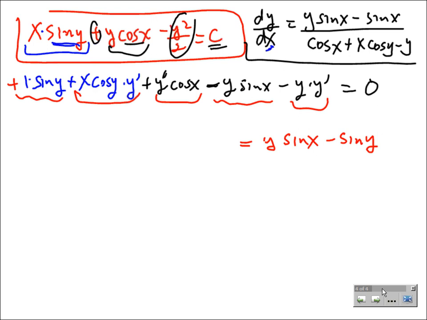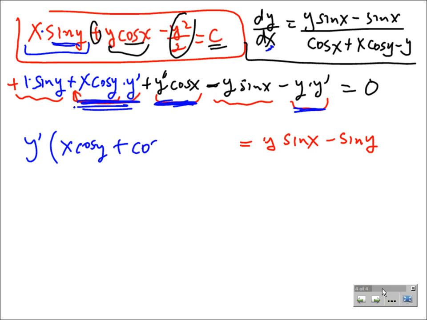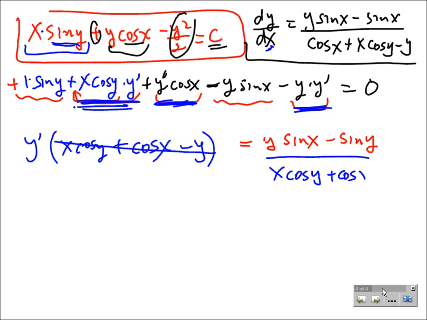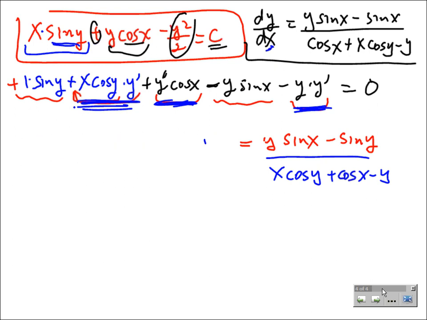And everything that is underlined in blue has a y prime. So I can factor it out. I have x cosine of y, y prime, plus cosine of x, y prime, minus y prime. And then it's simple. Divide both sides by what I just crossed off. And just to save a little time and space, what I'm erasing is just y prime. I'm just going to put it closer.